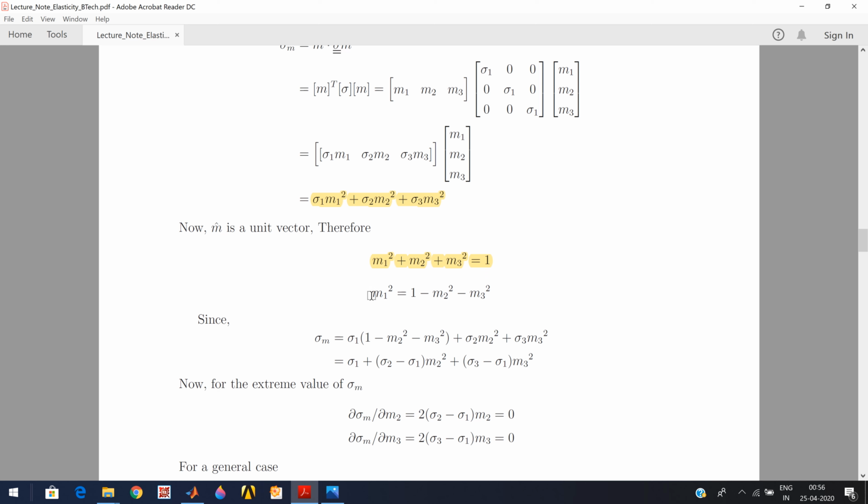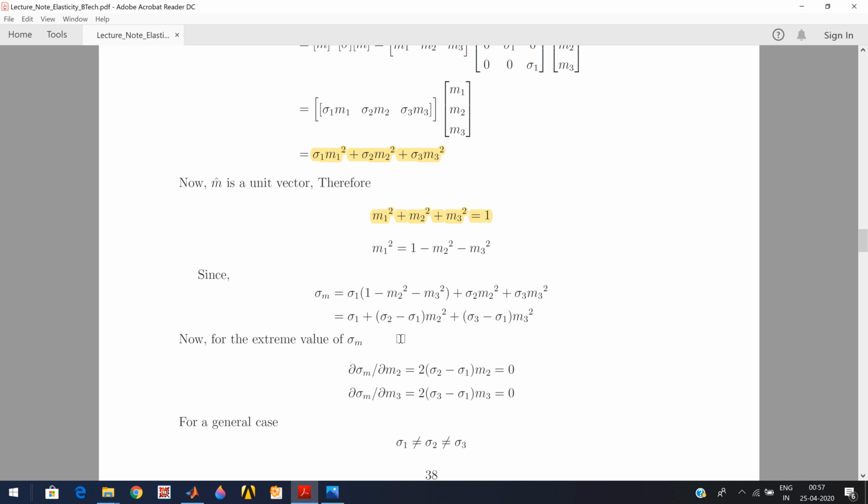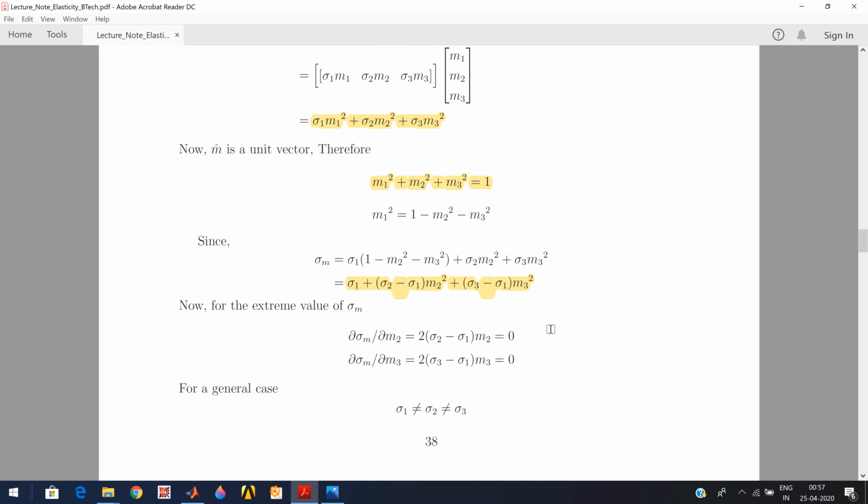So this problem can be simplified using this method. Using the constraint, we replace one variable and make it a function of two variables in this manner. So let us say m1 square equal to 1 minus m2 square minus m3 square, and you put that in the sigma m equation. Then we have this equation. Now sigma m is a function of m2 and m3. So we have already considered the constraint equation. Now for extreme values of sigma m, the partial derivatives of sigma m with respect to m2 and m3 should be 0, and that gives this relation.